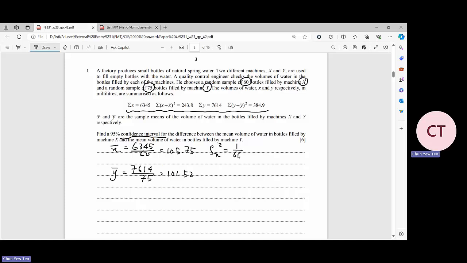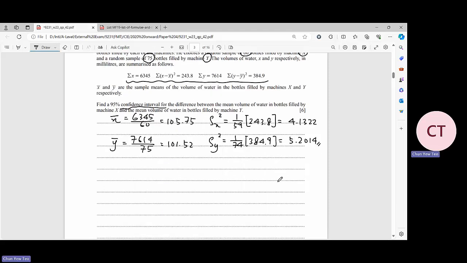Then we need to find the unbiased estimate of the population variance of X. So this one will be 1 over 59, sorry, multiplied by 243.8. Press the calculator, you get 4.1322. Same thing goes for the unbiased estimate of the population variance of machine Y. You will have 1 over 74 multiplied by 384.9 and you will get 5.2014.